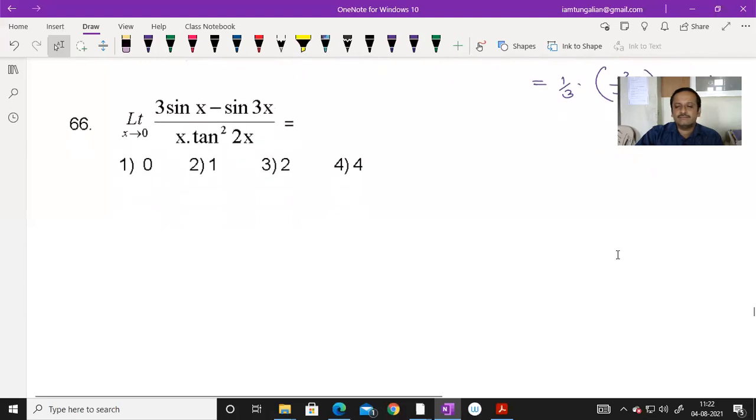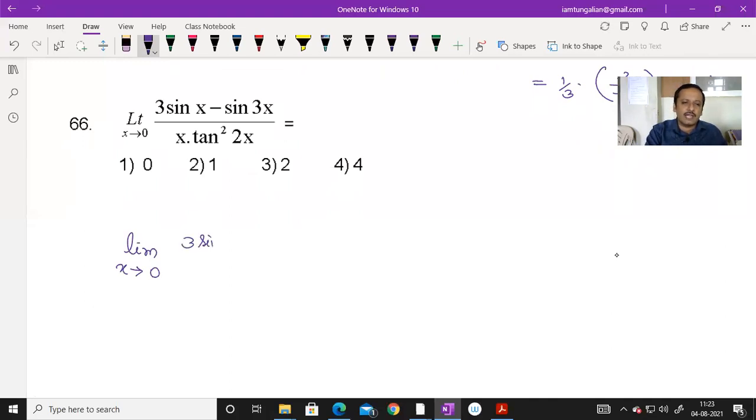Okay. Have a look at question number 66. Limit x tends to 0, (3 sin x minus sin 3x) divided by (x into tan square 2x) is equal to. Here, if I directly apply the limit, I'm going to get 0 by 0. But using L'Hospital's rule is not such a good idea in this case, because just look at the denominator, there is x into tan square 2x. Differentiating it will take more time.